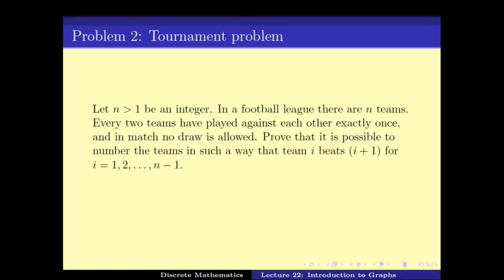The next problem is known as the tournament problem. So in a football league, there are n teams. Every two teams have played against each other and there is no draw. So when team A plays with team B, either A has defeated B or B has defeated A. Prove that it is possible to number the teams in such a way that the first team defeats the second team, the second team defeats the third team, the third team defeats the fourth team, and so on and so forth, the (n minus 1)th team defeats the nth team.